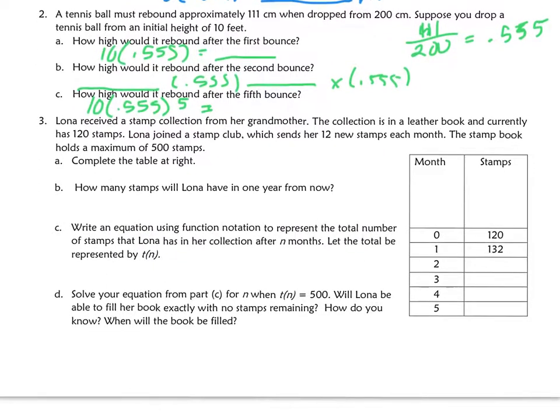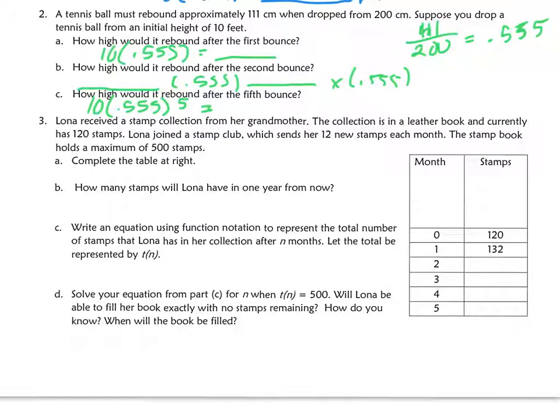Lona received a stamp collection from her grandmother. Isn't that nice? The collection is in a leather book, currently has 120 stamps, and Lona joined a stamp club which sends her 12 new stamps each month. The stamp book holds a maximum of 500 stamps. Complete the table at right.